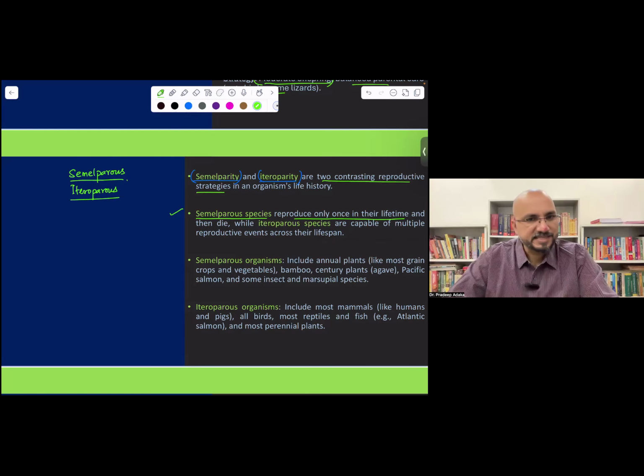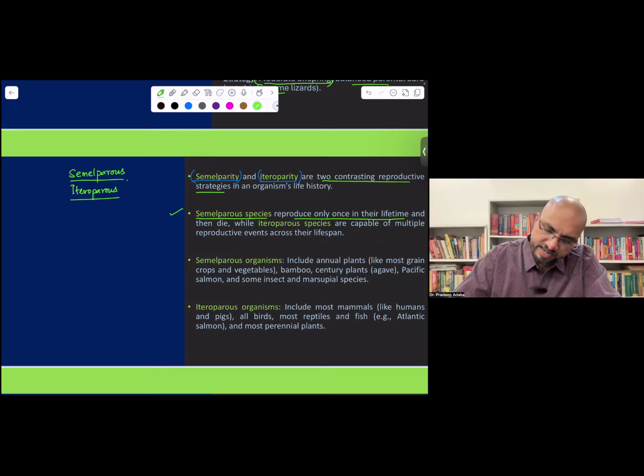An example is insects. There are many insects which reproduce and ultimately die after that. Say you have a female silk moth. After reproduction, the male will die immediately, the female will lay the eggs and then die. So they reproduce only once in a lifetime. In plants also, there are many annuals and biennials which reproduce once and die. So they are semelparous species.